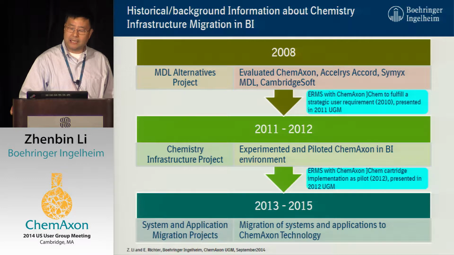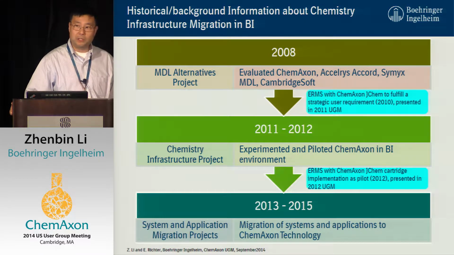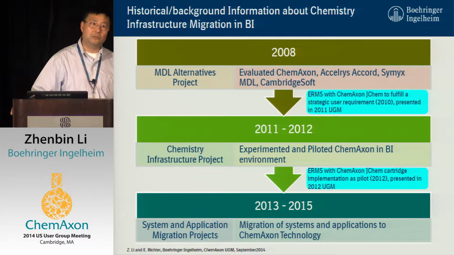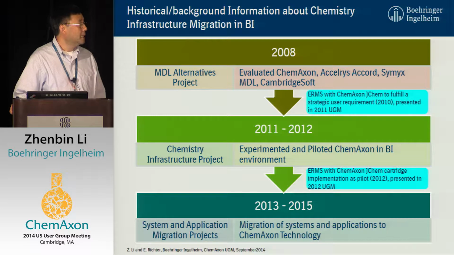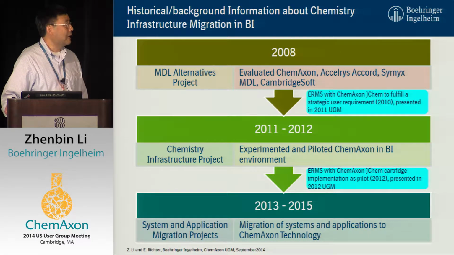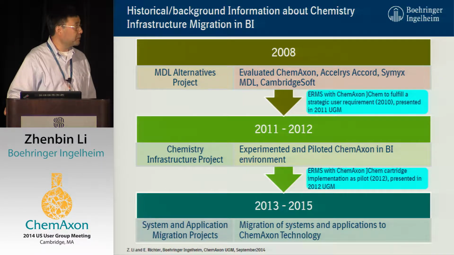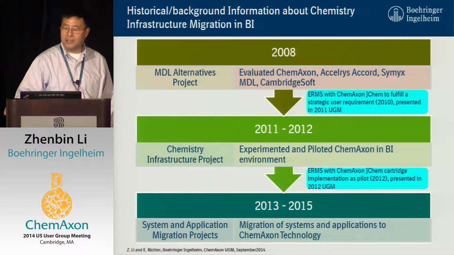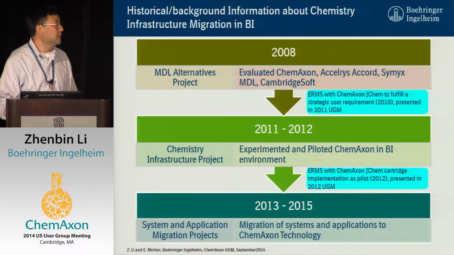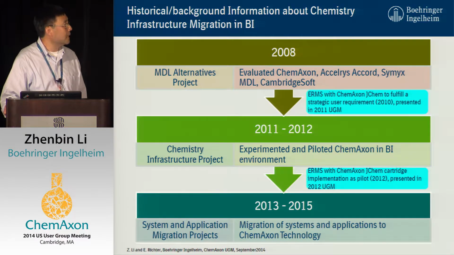After 2008, I happened to be able to manage a project called ERMS, which is the external request management system. The system allows us to request compound synthesis from CROs in China or India. One of the key requirements could not be fulfilled by MDL technology. So it was an opportunity for me to introduce ChemAxon, which allowed me to fulfill this key requirement, and this was presented at the 2010 UGM meeting.